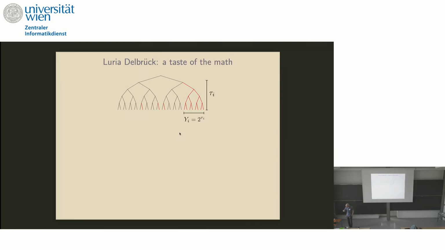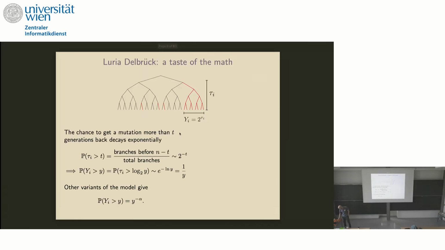And so how do we figure out the distribution of the sizes of those subtrees? Well, if you think about a mutation that occurred at time tau back in time from the end of the experiment, it's going to give rise to 2 to the tau cells at the end of the experiment. That's going to be the progeny size.